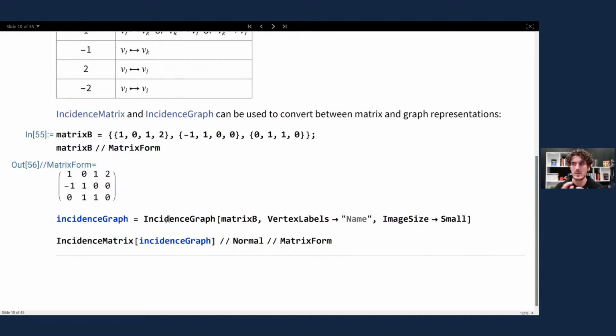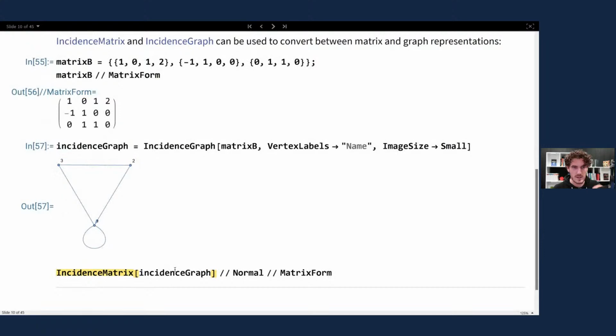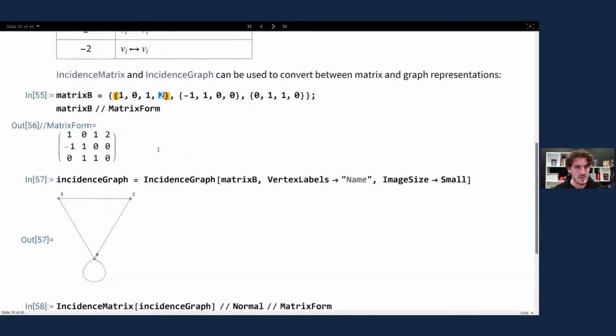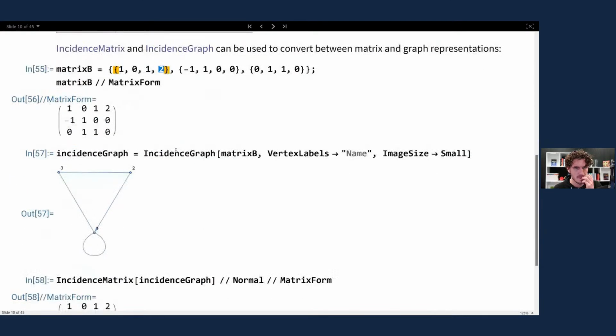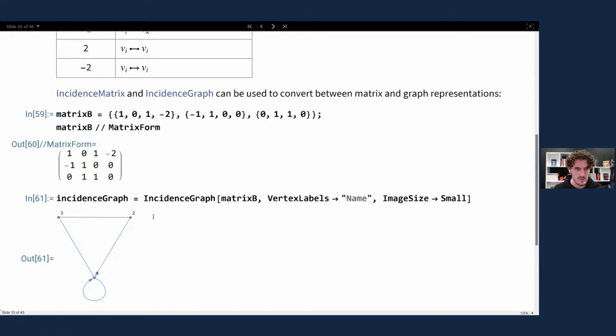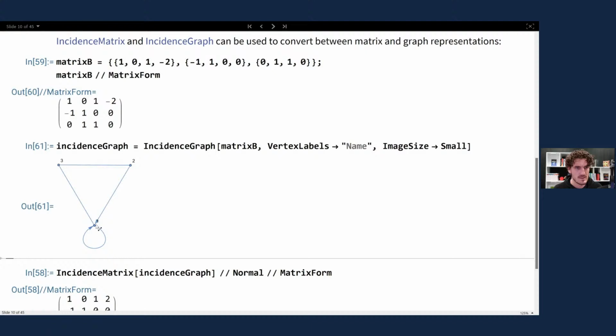As before, we've got the same kind of interoperability of the functions here. We can just take the incidence graph of our matrix and then go back again. But I want to try something here. This element here is a 2, and I want to make it a -2 and see what that does to our graph. So it has in fact directed the edge. Interesting.